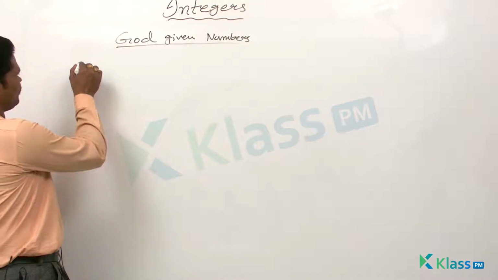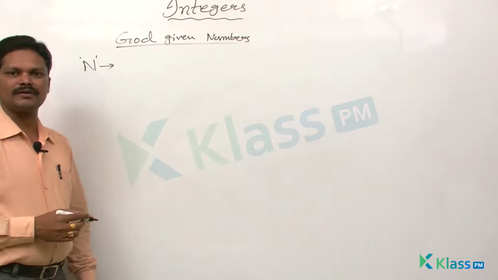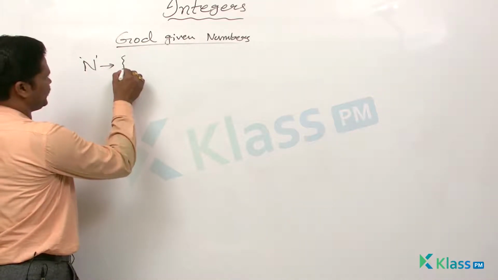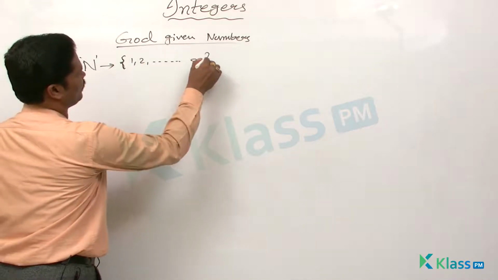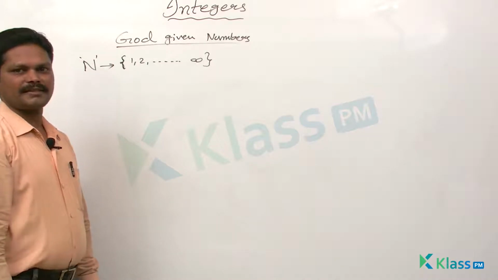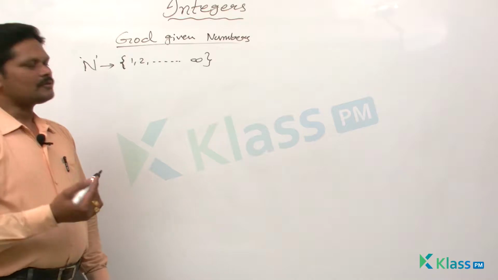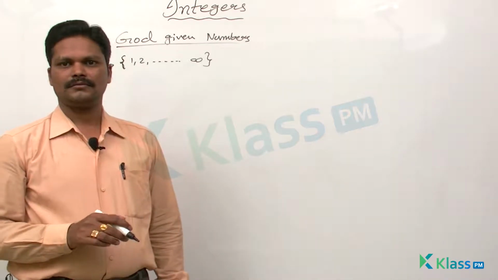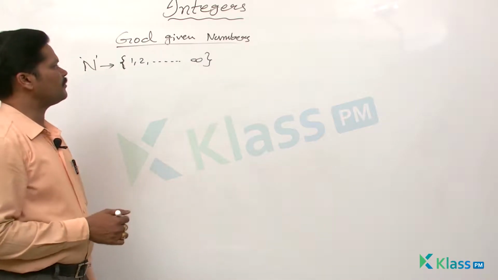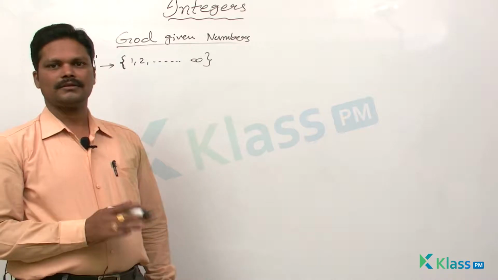Natural numbers we are denoting with capital N. Everyone knows, and the set of natural numbers we are showing within the flower brackets. Natural numbers are nothing but counting numbers. So we should start with 1 onwards. We should not start with 0 anywhere. So counting numbers are called natural numbers. We learnt that in earlier classes.